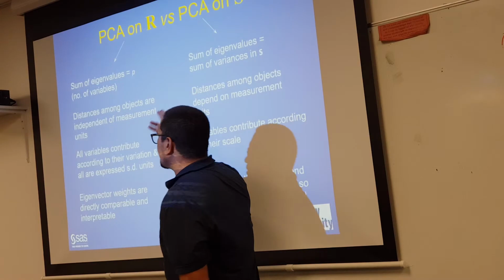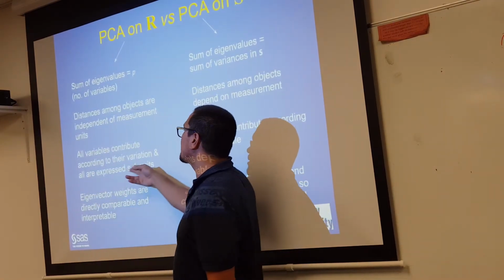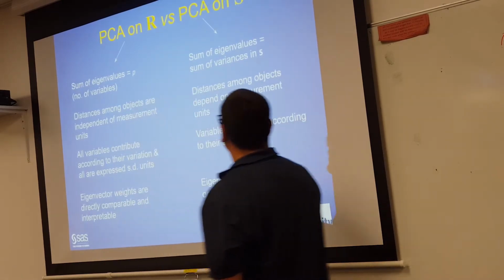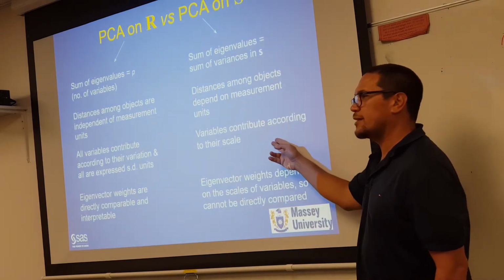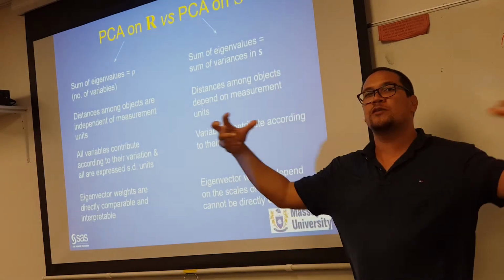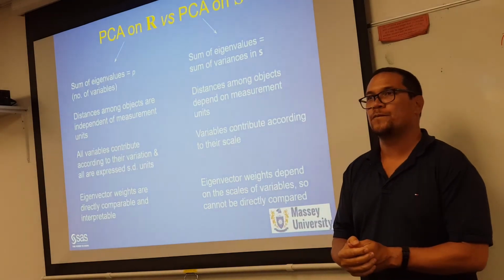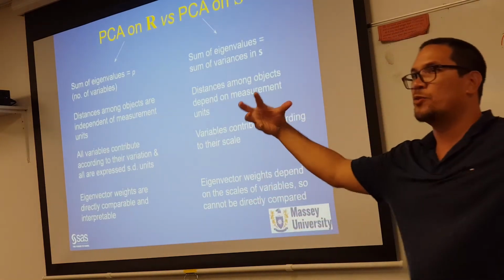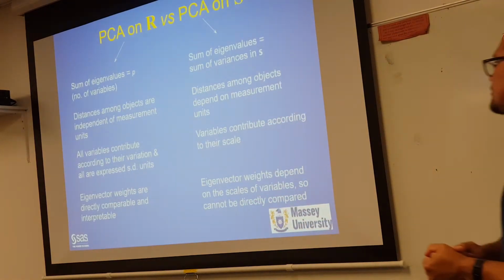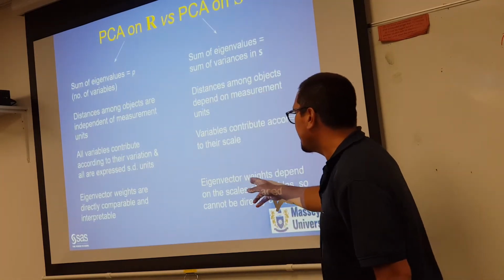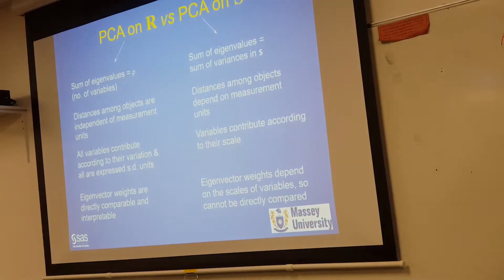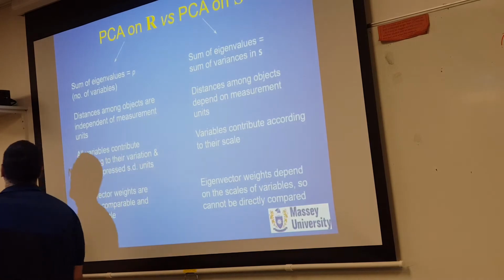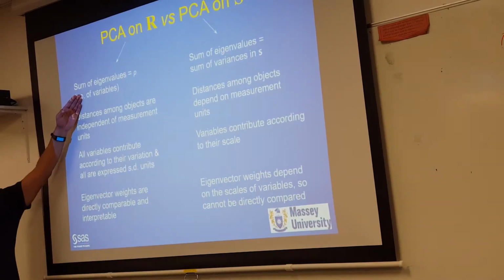And if you've standardized things, then all the variables are contributing equally, basically, depending on the variation. They're all just expressed in standard deviation units. Well, if you haven't standardized things, then those variables that are hugely variable will contribute more to the PC. Right? They'll be more heavily weighted just because they have more variation in them. Right? So if you haven't standardized, then the eigenvector weights will depend on the scales of the variables, so you can't directly compare things. So the short answer is, in nearly all situations, people standardize their data.